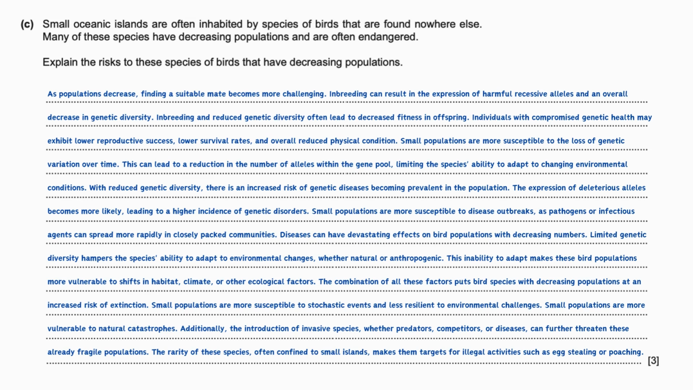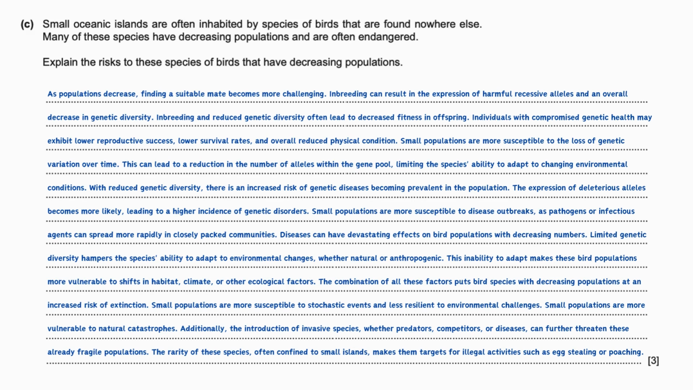Inbreeding can result in the expression of harmful recessive alleles and an overall decrease in genetic diversity. Inbreeding and reduced genetic diversity often lead to decreased fitness in offspring. Individuals with compromised genetic health may exhibit lower reproductive success, lower survival rates, and overall reduced physical condition. Small populations are more susceptible to the loss of genetic variation over time. This can lead to a reduction in the number of alleles within the gene pool, limiting the species' ability to adapt to changing environmental conditions.